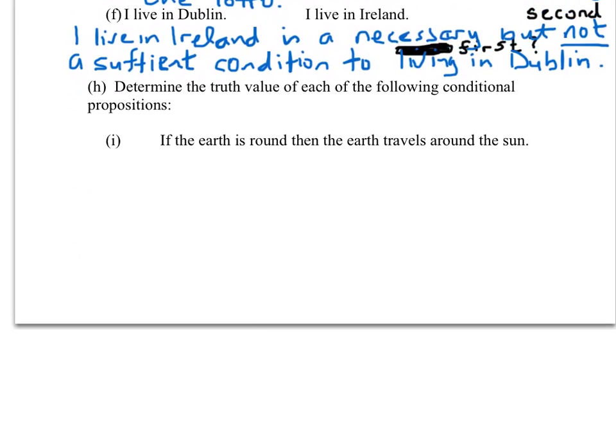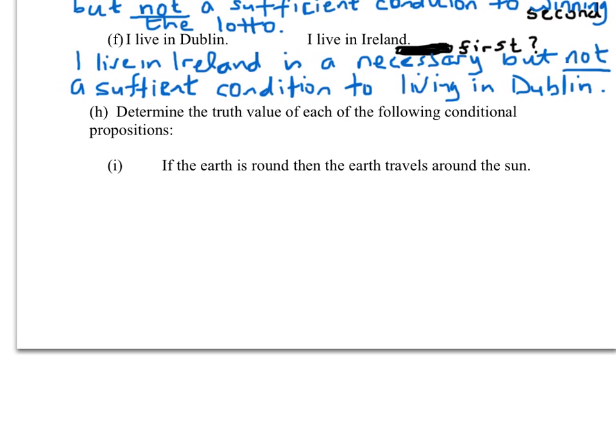Now let me move up the screen here and look at part H of the question. Part H, I'm asked to determine the truth value of each of the following conditional propositions. So the first one says, if the earth is round, then the earth travels around the sun. Now this is an if-then statement.